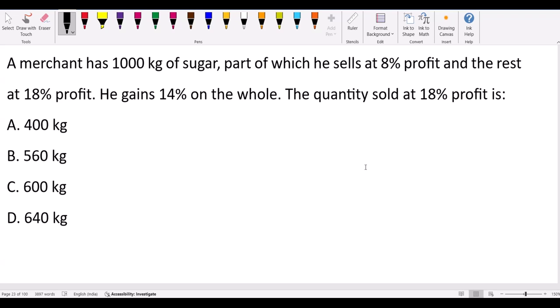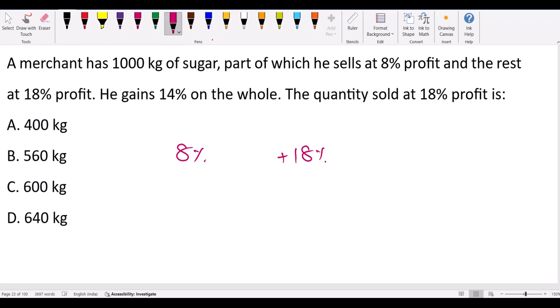Mixing: first one 8, second one 18. You are mixing, and you got 14% profit. So you can solve this question in two methods. This is 8% profit, and 18% profit. The mixed value should be in the middle. I'll give another method also, kindly wait.